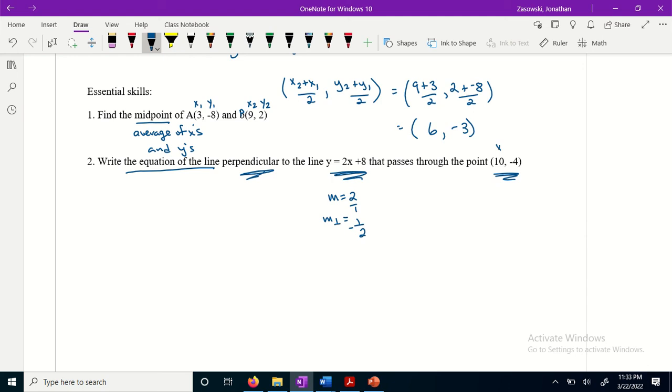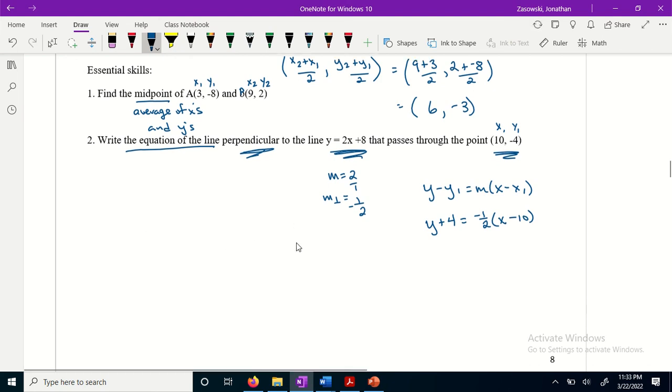And then our point is the point x1, y1. So we're going to go ahead and plug in. So we have our y minus y1 equals the slope times x minus x1, and then we plug it in. So y minus negative 4 becomes plus 4. We change that sign, is equal to negative 1/2. And then change the sign here. So if it's positive, it's just going to be negative, and x minus 10.